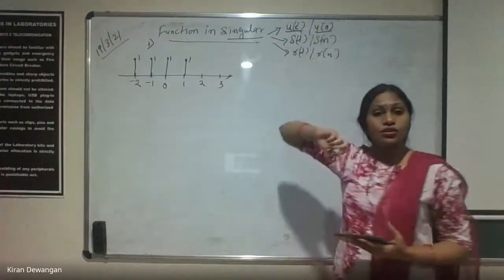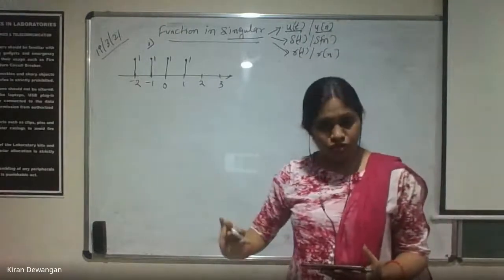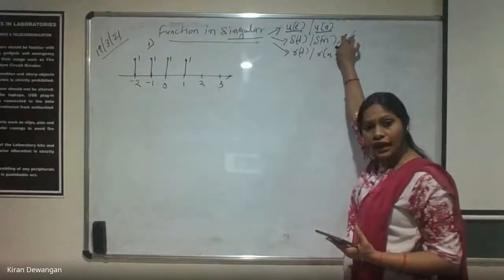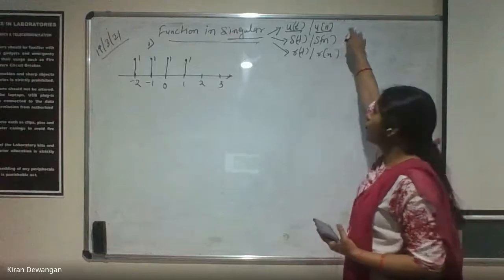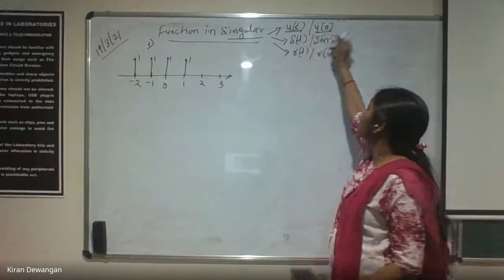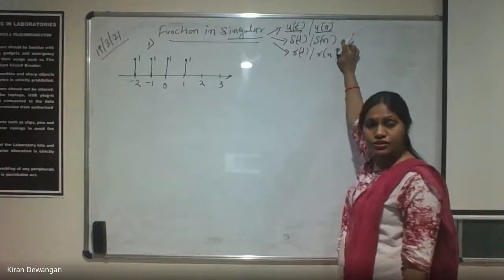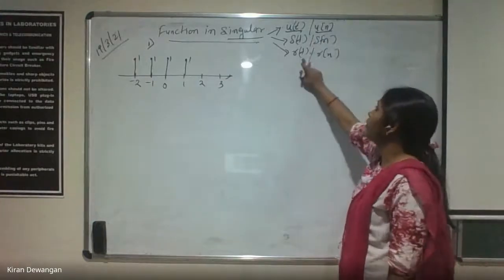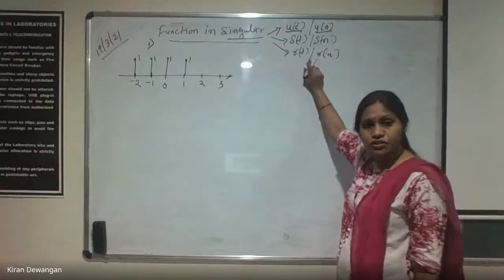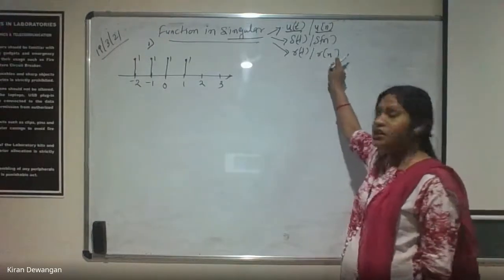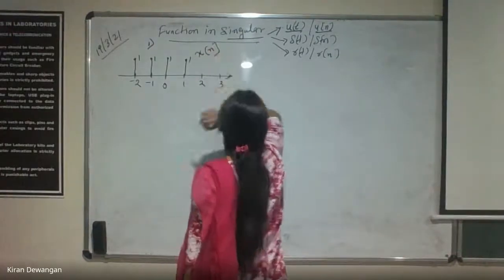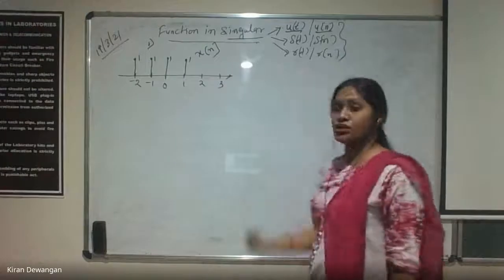u(t) exists only for t greater than or equal to 0 and the value is 1. Similarly, u(n) exists only for n greater than or equal to 0, and the value is 1. Delta(t) exists only at t equals 0. Delta(n) exists only at n equals 0 and the value is 1. r(t) has the value t for all t greater than or equal to 0. Similarly, r(n). So we have to express this x(n) in terms of these singular functions.